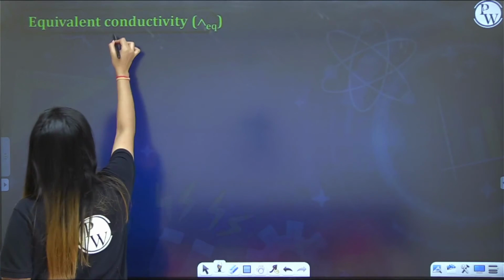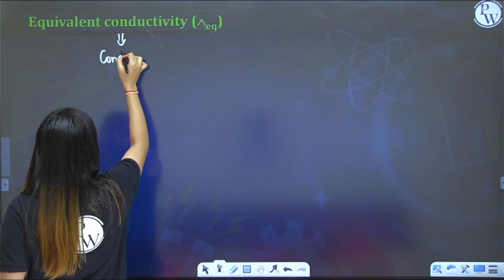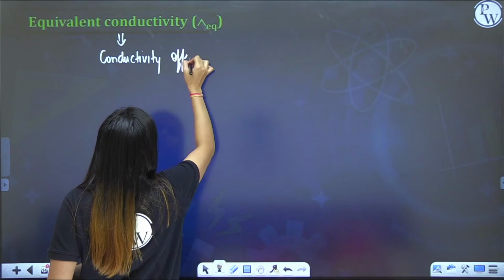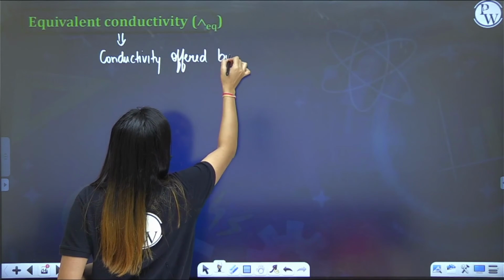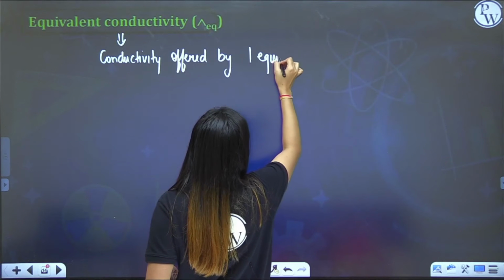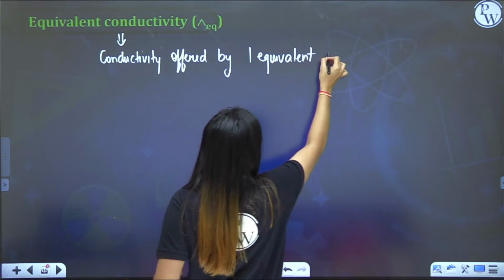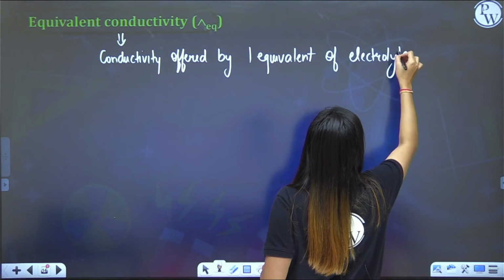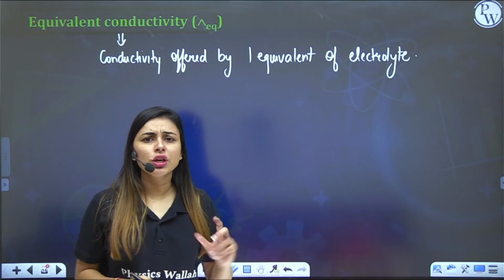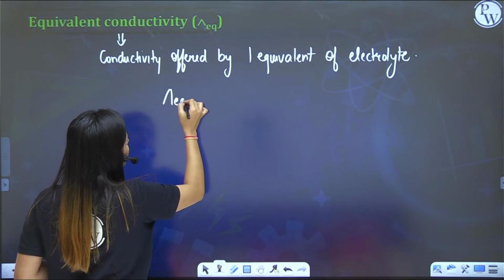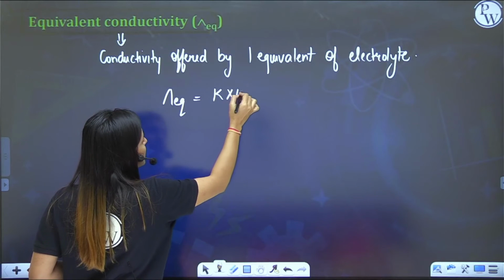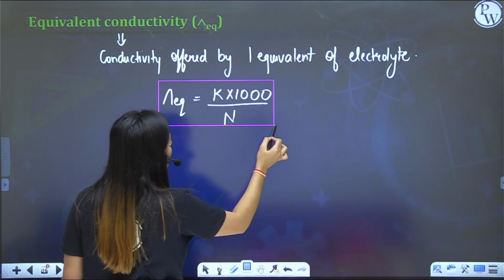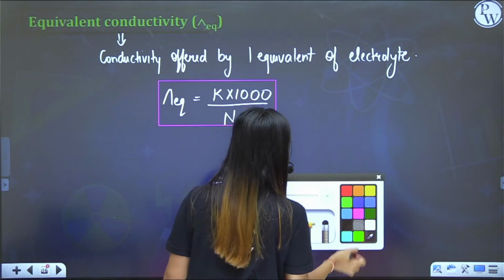electrolyte. So it is the conductivity offered by one equivalent of electrolyte. Perfect. Now the expression for equivalent conductivity is again very similar. Equivalent conductivity will be equal to K into 1000, and the change here would be upon normality. N is your normality. Okay, so now let's write what each factor denotes here.